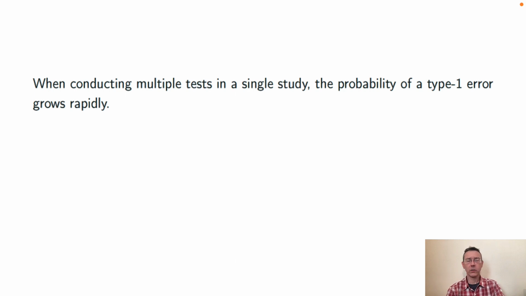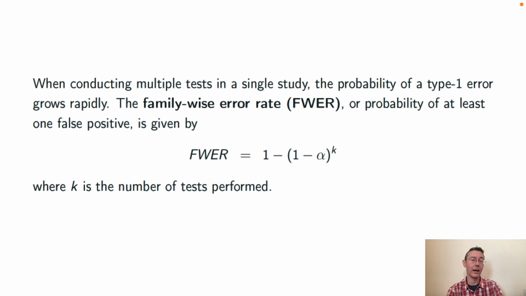When you're conducting multiple tests in a single study, the probability of getting at least one type 1 error grows rapidly. And we call that overall probability the family-wise error rate, FWER. The calculation is shown here. The 1 minus alpha is the probability that an individual test does not show a false positive, when in fact there's not a significant relationship between the variables.